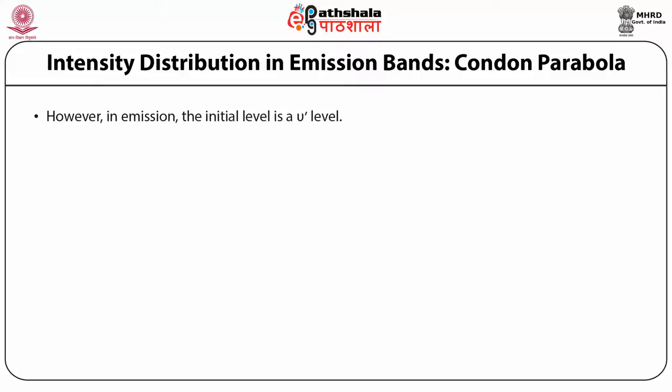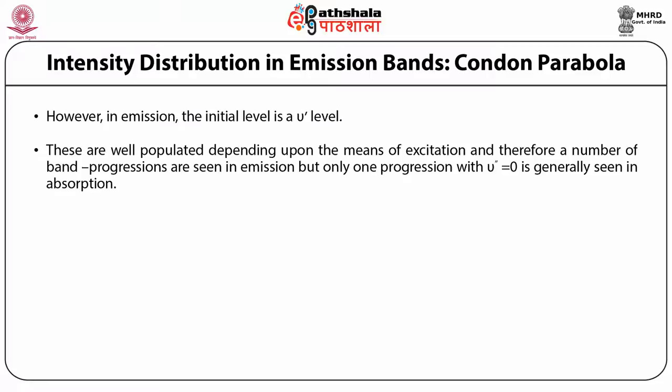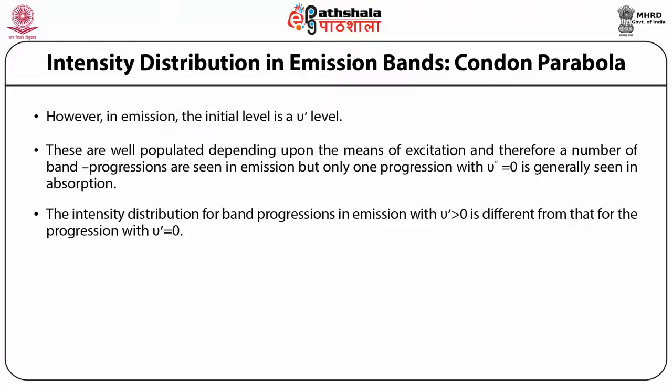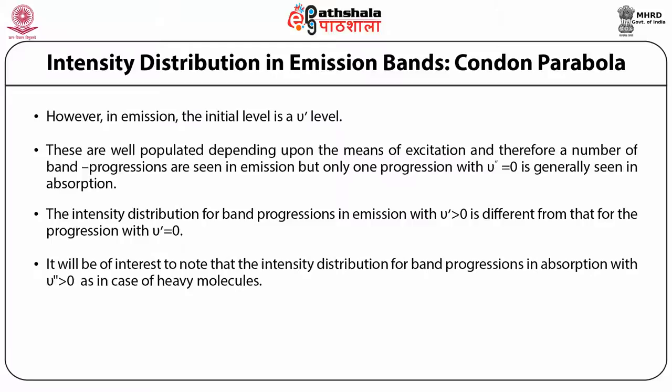However, in emission, the initial level is a ν′ level. These are well populated depending upon the means of excitation, and therefore a number of band progressions are seen in emission, but only one progression with ν″ = 0 is generally seen in absorption. The intensity distribution for band progressions in emission with ν′ greater than 0 is different from that for the progression with ν′ = 0. It will be of interest to note that the intensity distribution for band progression in absorption with ν″ greater than 0 is similar, as in the case of heavy molecules.